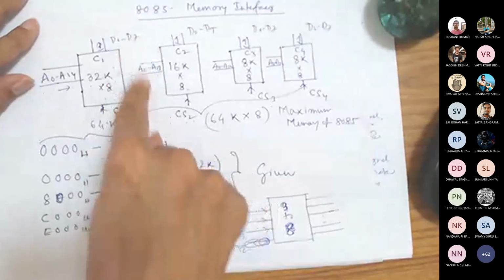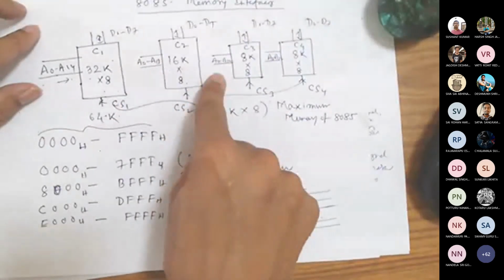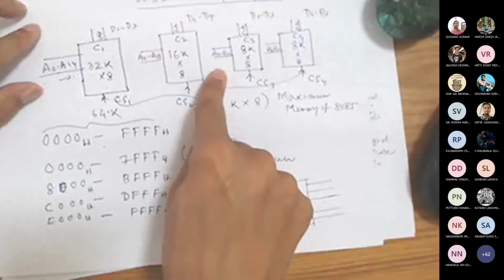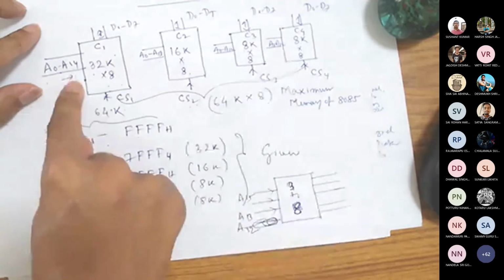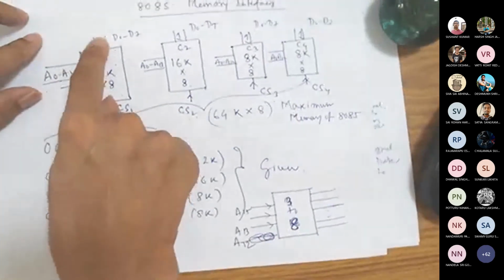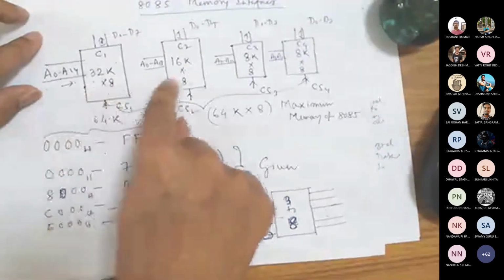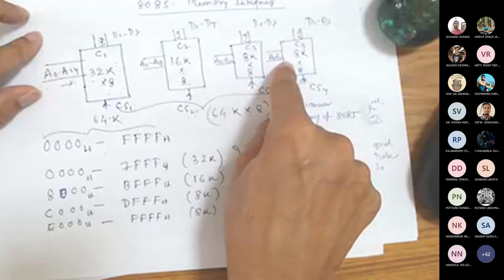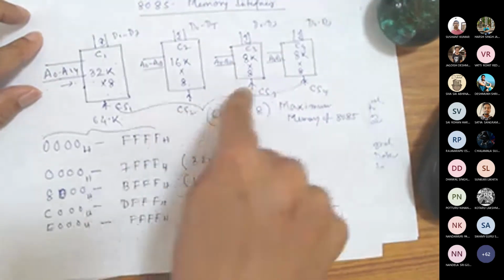This requires only 14 bits. This requires only 14 bits. This requires only 13 bits. This requires only 13 bits. This requires 15 address lines. All data lines are D0 to D7. You only need to generate this chip select. Read write will go to each and every chip, but read write will not act unless the chip select is there.